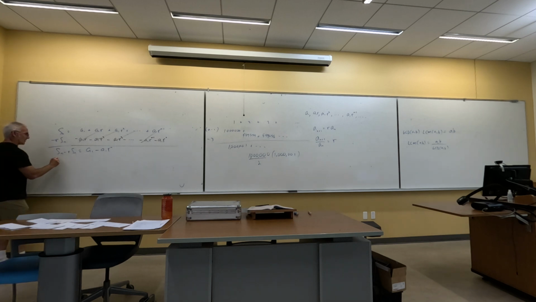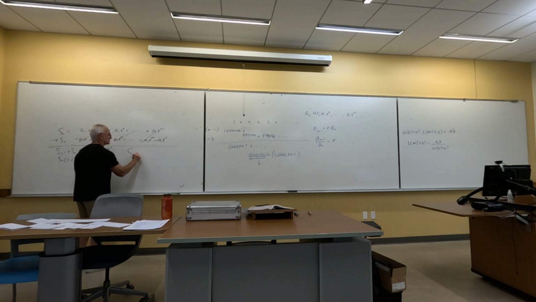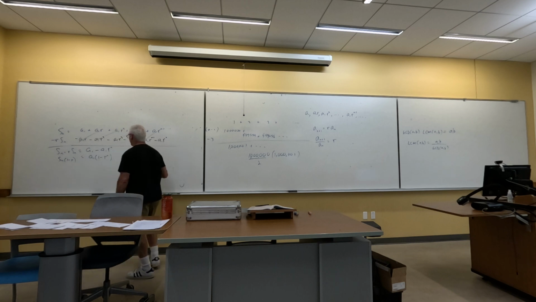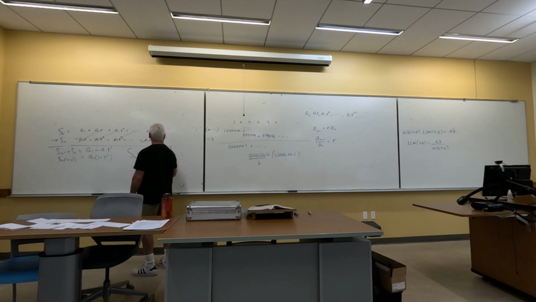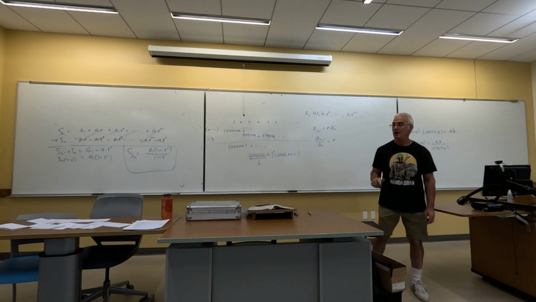Well, on the left side I now have sn times 1 minus r, and on the right side, I have a1 times 1 minus r to the n. Therefore, what is the sum of the first n terms of a geometric series? It's a1 times 1 minus r to the n over 1 minus r. And that turns out to be an incredibly powerful and important formula, particularly in Calc 2.